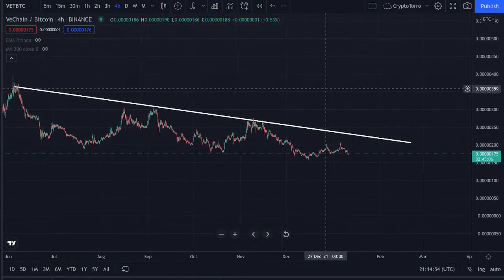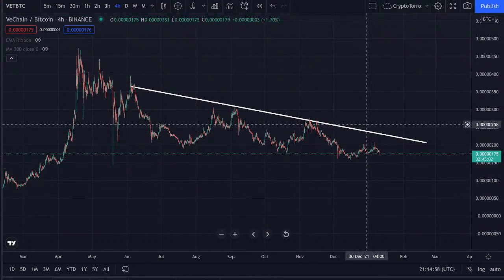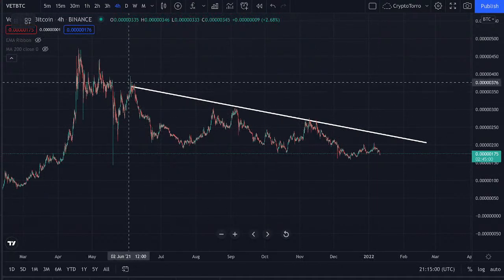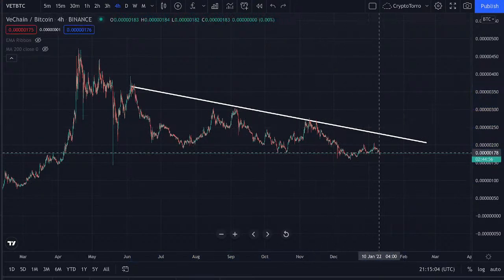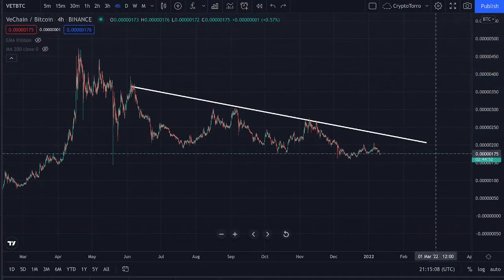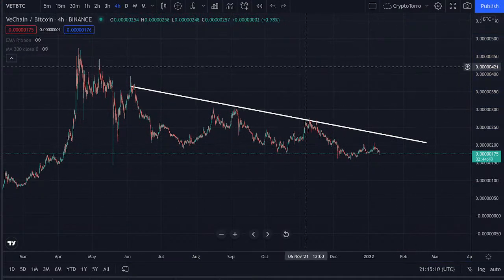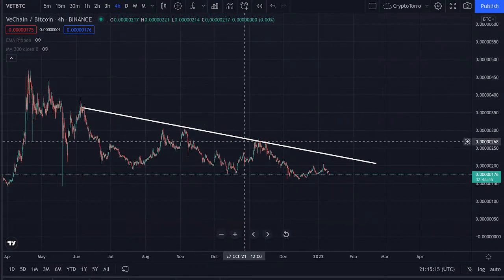So we would like to see a breakout occur above this descending resistance, with support underneath us. We have already seen touch points underneath, and what we would like to see is a breakout above this range, and eventually that major move towards the upside taking place. So right now I think this is absolutely something very important to take into consideration and to discuss if you are owning VeChain.